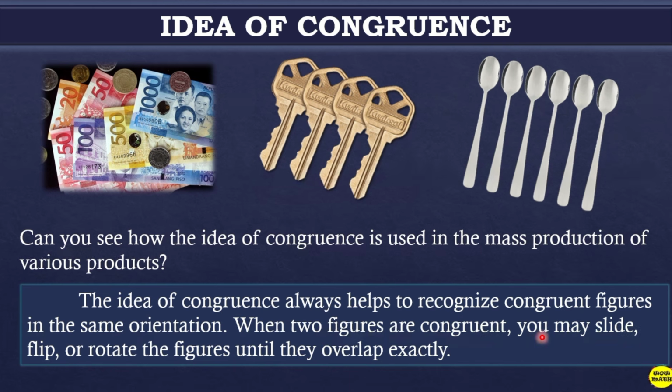Para ma-check natin kung congruent sila, dapat pag nag-overlap sila, saktong-sakto, parehong-pareho. Kasi sabi, same shape po dapat sila. Yun ang idea ng congruent: same shape, same size. Mamaya ia-apply natin itong slide, flip, or rotate.